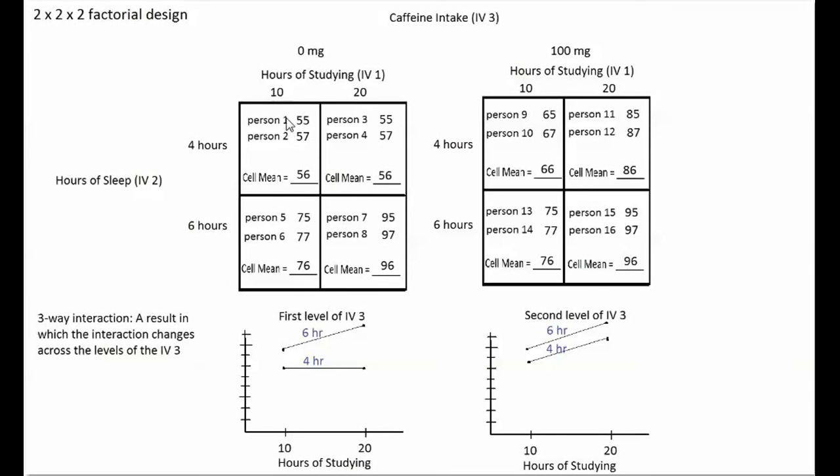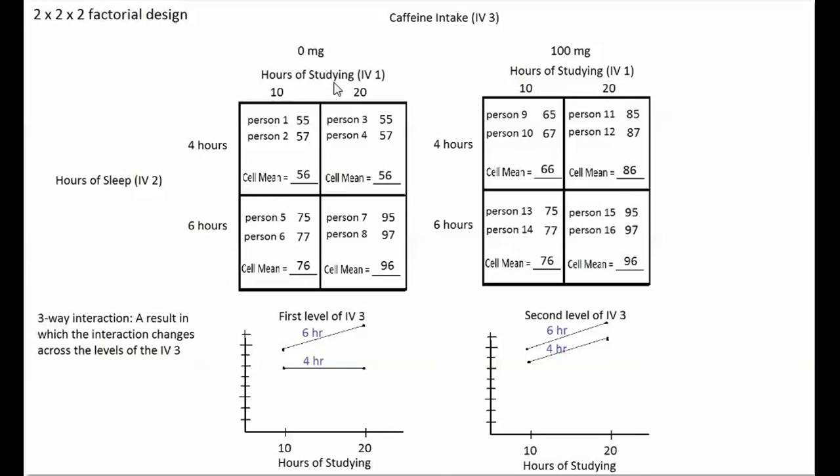So here we have 2 people here, 2 here, 2 here, and 2 here. All 8 of those people were assigned to 10 hours of studying. You have 2 people here, 2 here, 2 here, and 2 here. Those 8 people were all assigned to 20 hours of studying.